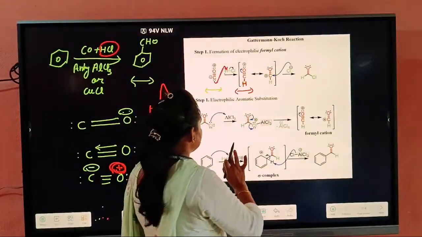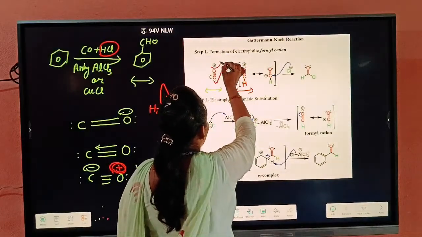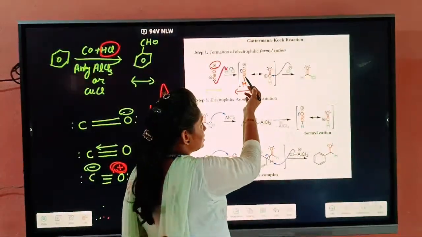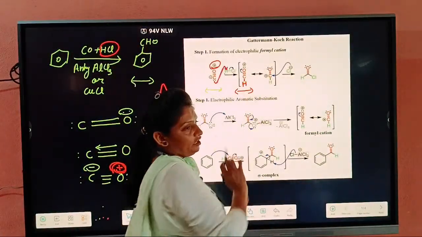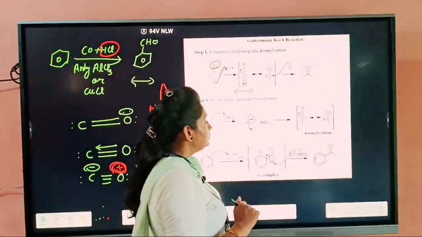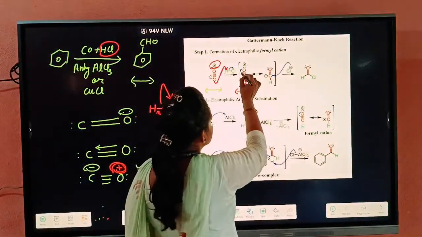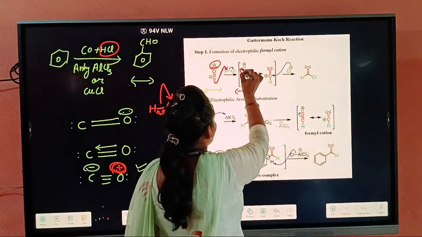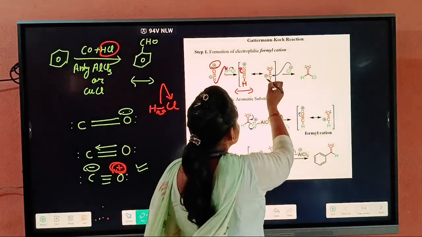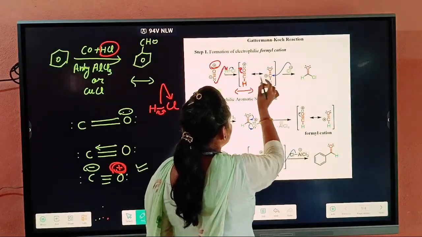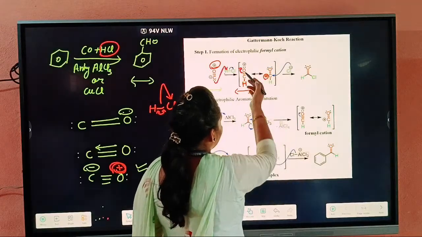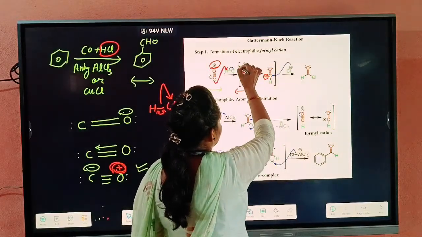Now students, you can see again there is a positive charge on this oxygen, which is making it unstable because it is more electronegative. After that the positive charge is on this one. Then students, it can take the electron from this pi bond. After taking the electron, because it is taking electron from carbon also, a positive charge will appear on this carbon, and here it will take electron.